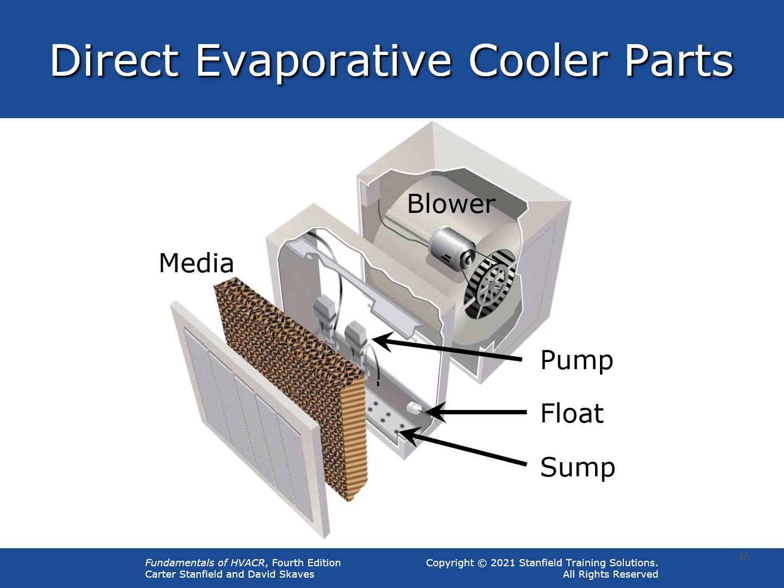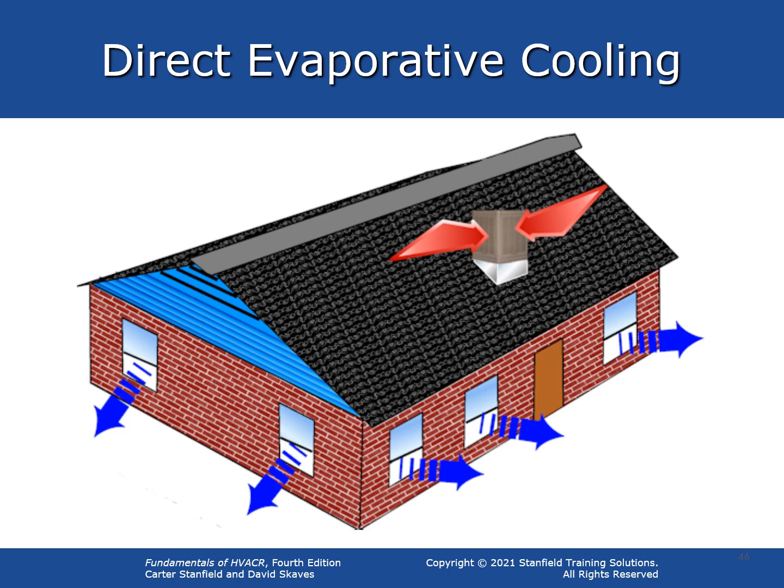Water evaporates from wetted media, reducing the temperature of the air. A float controls the water level in the sump by allowing makeup water to fill the sump when the water level drops. Direct evaporative coolers are constantly replacing the air in the house with air from outside that has been cooled by evaporation. For this system to operate correctly, air in the house must be allowed to escape. This is normally done by opening windows.